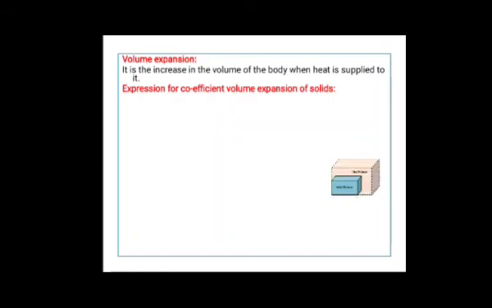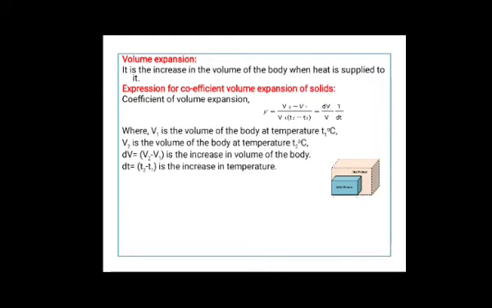Expression for coefficient of volume expansion: here you can observe, this is the initial volume. After supplying the heat, this is the increase in the volume. Now, the coefficient of volume expansion is represented by the letter gamma. So gamma is equal to V2 minus V1 divided by V1 into T2 minus T1. V2 minus V1 is nothing but the increase in volume, that is dV, divided by V into 1 divided by dt. So V1 and V2 are the volume of the body at temperatures T1 and T2 degree centigrade respectively.